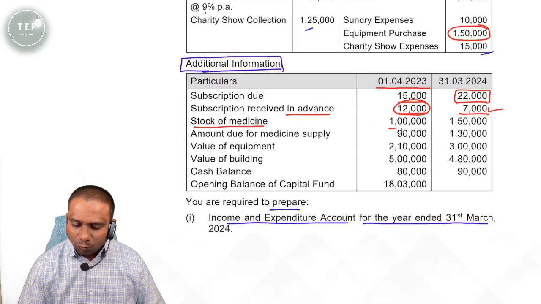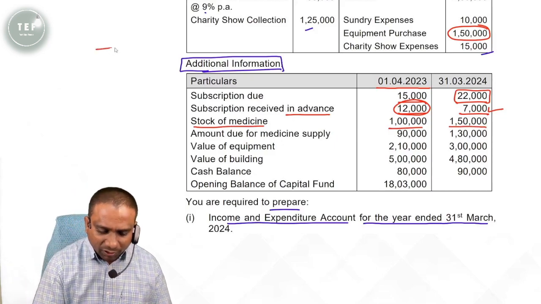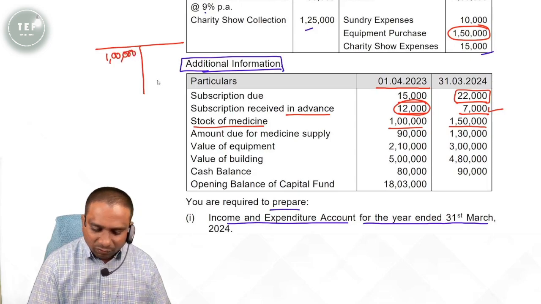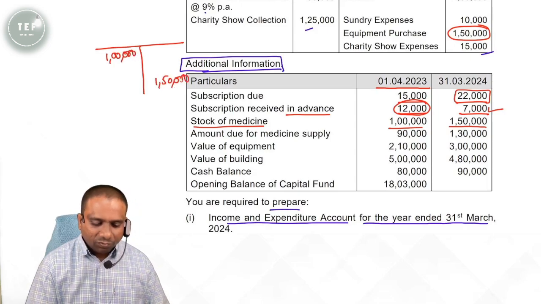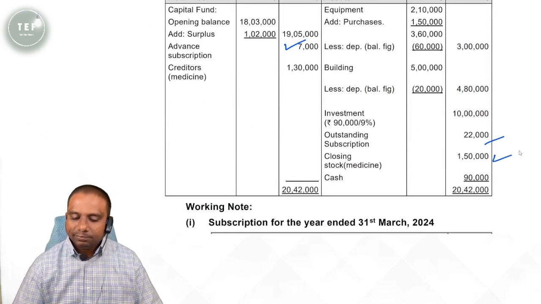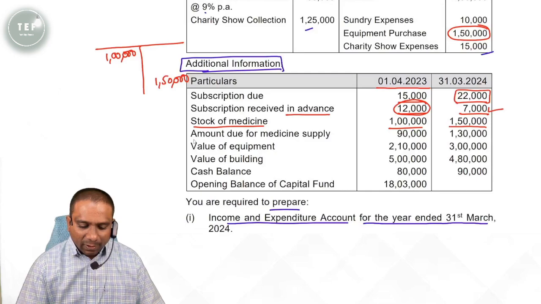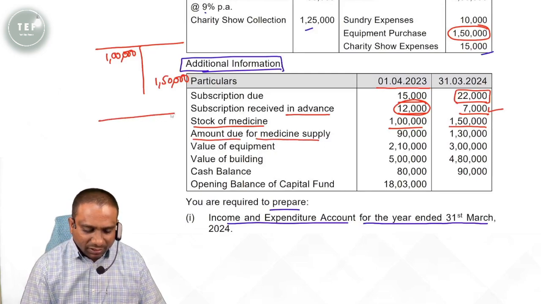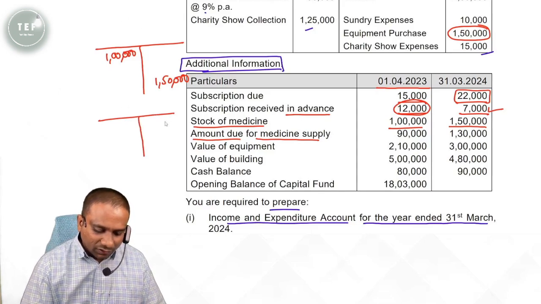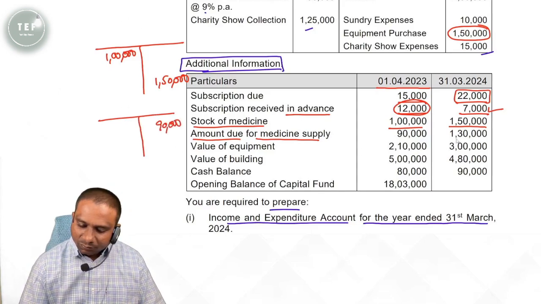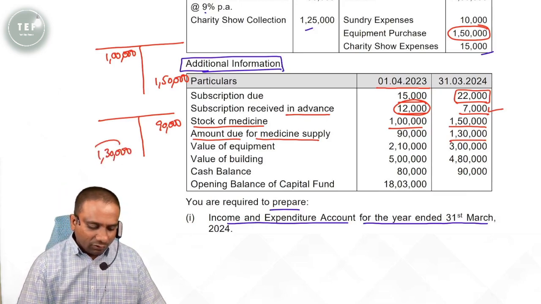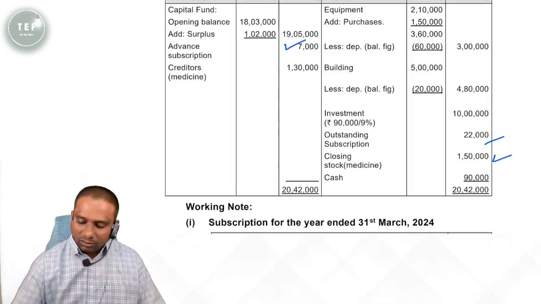Next one. Stock of medicine, 1 lakh opening, closing 1 lakh 50,000. Observe here. Stock of medicine opening balance 1 lakh, whereas closing balance is 1 lakh 50,000. This closing balance, show it on the asset side of the balance sheet. Simple. Amount due for medicine supply. Prepare this account also. What is the amount due here? 90,000 credit. Amount due, closing balance. Sorry, 90,000 opening balance and 1 lakh 30,000 closing balance. Whatever the closing balance we have, 1 lakh 30,000, show it on the liability side of the balance sheet.